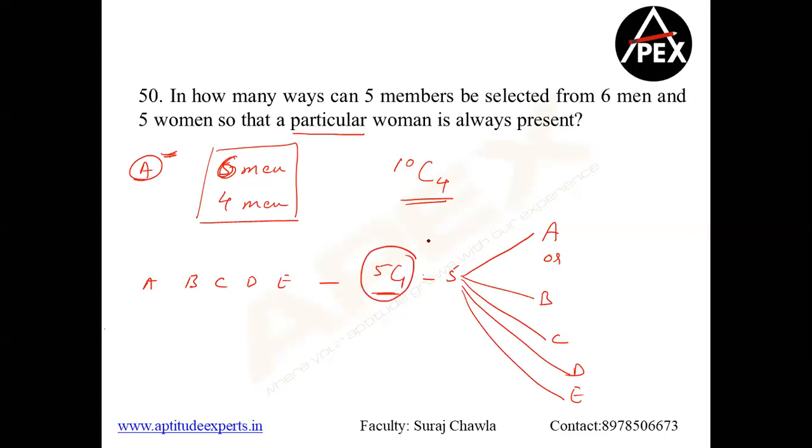But he's not saying a woman is always present. He's saying a particular woman is always present. So I'm identifying that A is definitely present in the group. A particular woman means the person who made the question has picked the particular woman. That means A is definitely present. If there are 5 girls named A, B, C, D, E, and I have to pick A, in how many ways will I pick A? There is only one A. I'm choosing that one person only.